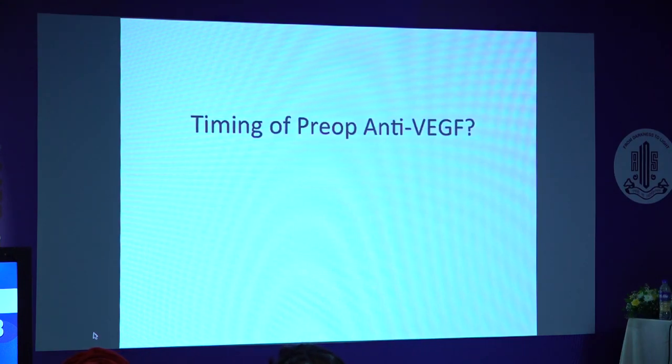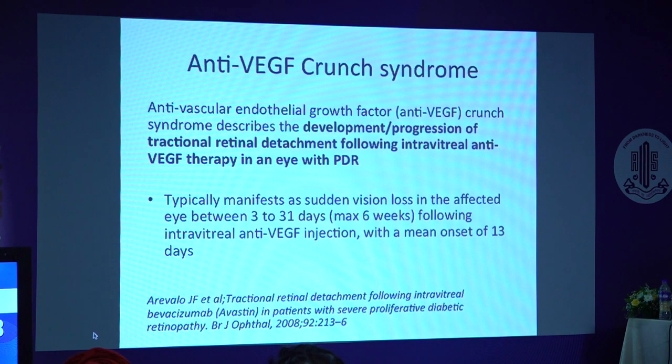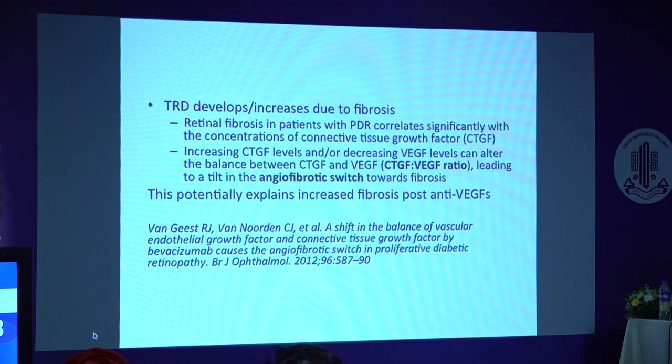So before discussing the timing, we need to know about anti-VEGF crunch syndrome. It's the development or progression of TRD following intravitreal anti-VEGF in an eye with PDR. It typically manifests with sudden loss of vision about 3 to 31 days following anti-VEGF injection.